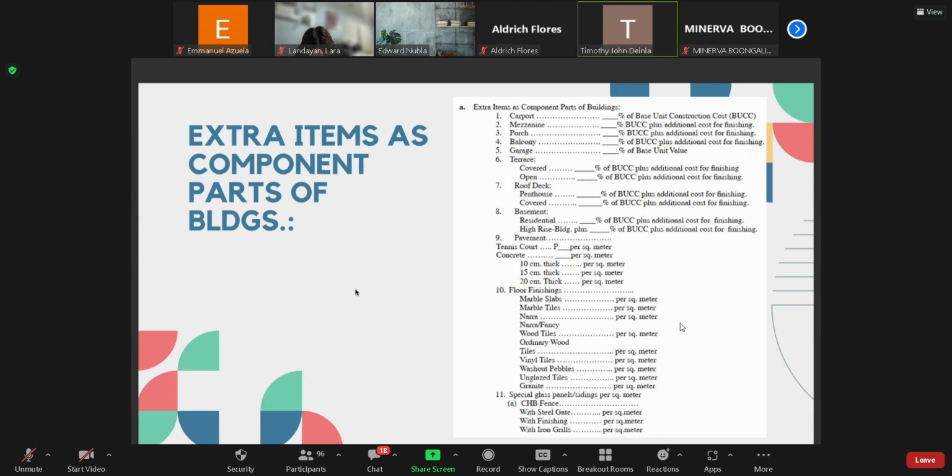So what's the material used for floor finishings? Be it marble tiles, ganyan. And we also have yung mga special glass panels, yung mga slidings na ginamit, like for example, yung mga gates, finishings, like that. So that's basically the classification ng mga building structure.